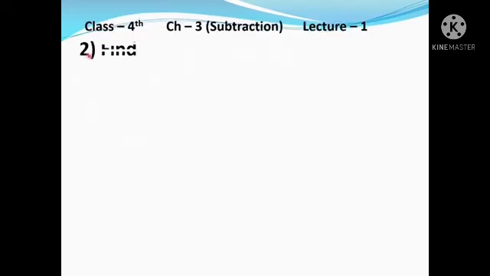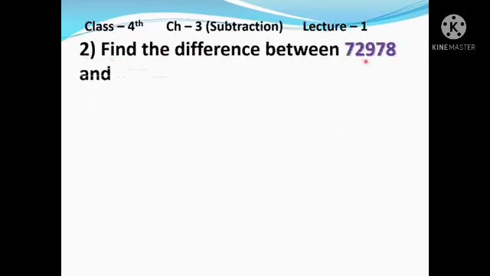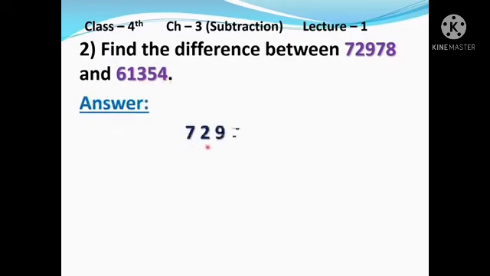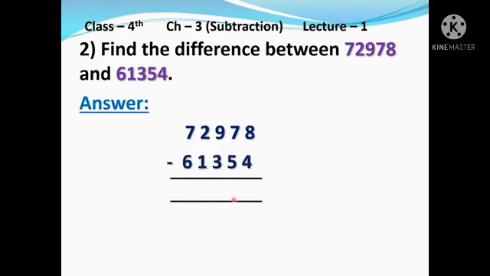Now, question number 2. Find the difference between 72,978 and 61,354. Answer. First of all, we will write these two numbers in columns. So write down first number 72,978. Now write second number 61,354. Now we have to subtract this.